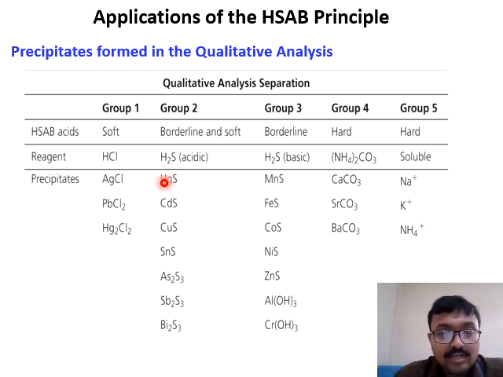Mercury is a soft metal. If we use H2S, then mercury sulfide is formed. Mercury soft, sulfide soft, so it will be a soft combination. It will be stable. Silver chloride: silver soft, chloride soft, combination stable. So like that, we can explain the precipitates from reactions and qualitative analysis by the hard soft acid base principle.